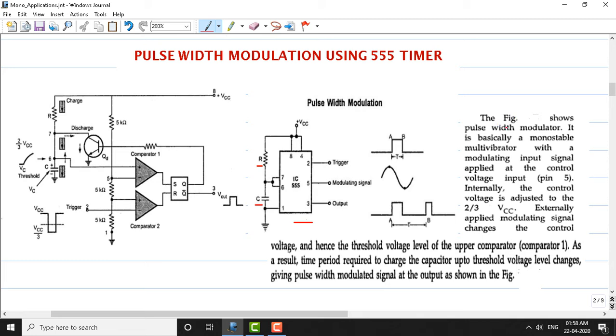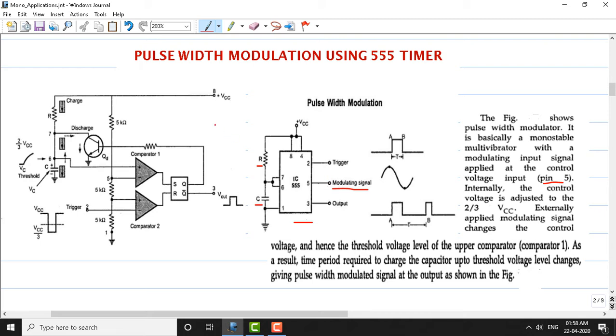Let's go through the points covered under this topic. The figure shows the pulse width modulator. This is the circuit version of pulse width modulation and this is the schematic version. It is basically a monostable multivibrator with a modulating input signal applied at the control voltage input, that is nothing but pin number 5. So we need to apply a modulating signal. Modulating means a signal that varies over time. Such a signal should be applied to pin number 5.